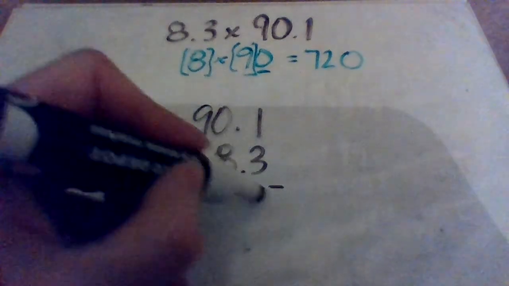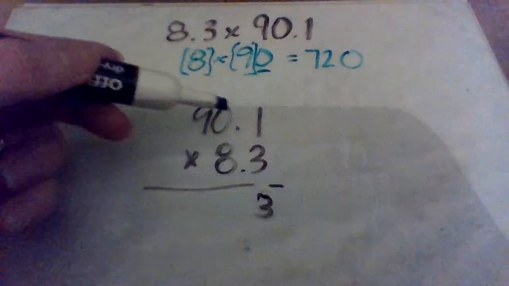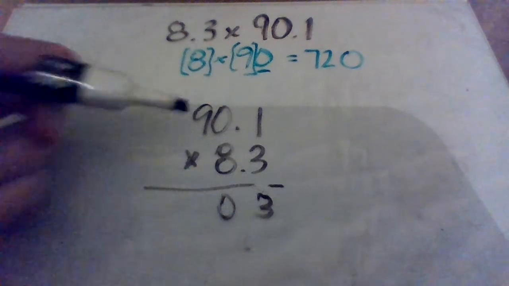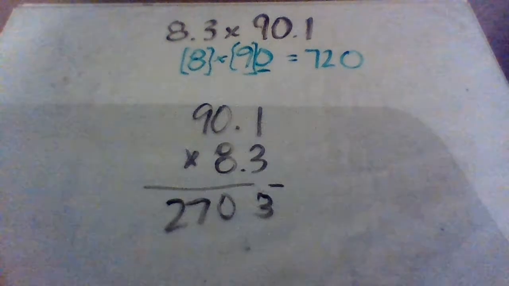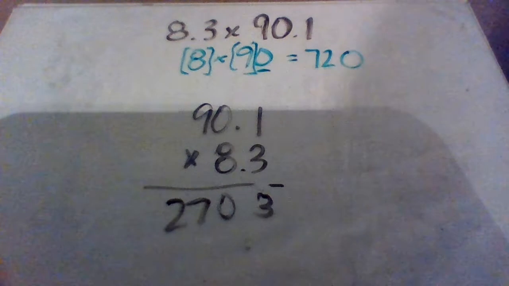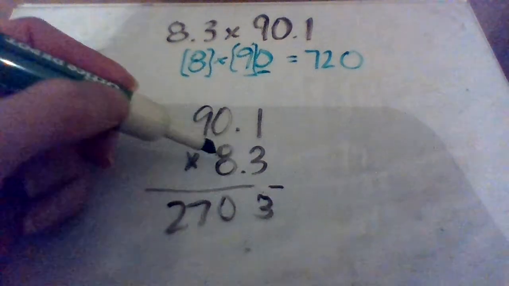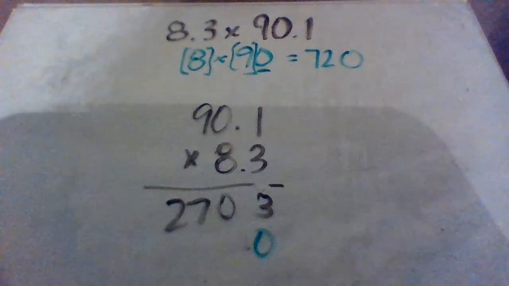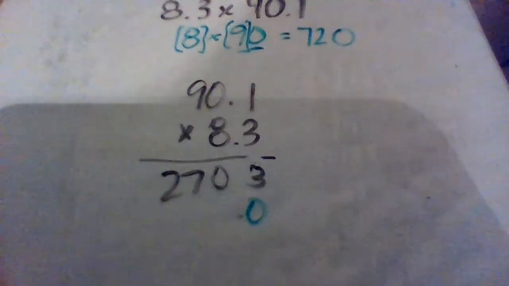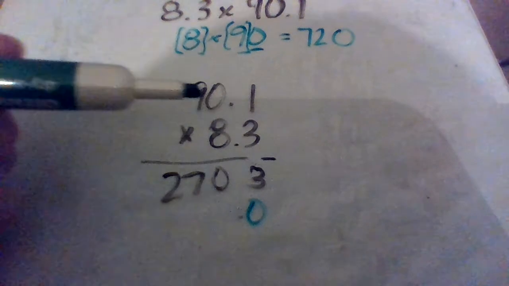3 times 1 gives me 3. 3 times 0 gives me 0. 3 times 9 gives me 27. Okay. Now when I start with my 8, I'm going to do this in green. My 8, we moved over a space, so I need to put my 0 as a placeholder. Okay. And notice that I switched. Sorry, I did this without talking.